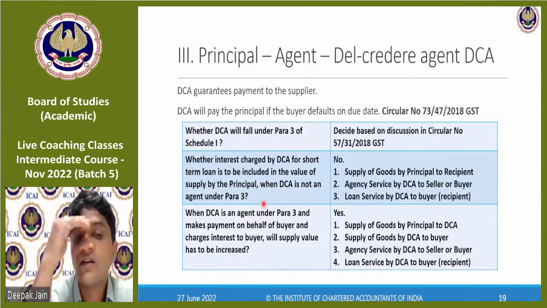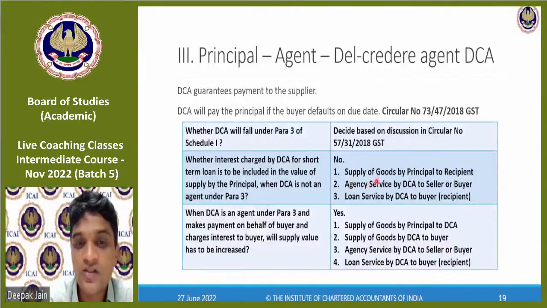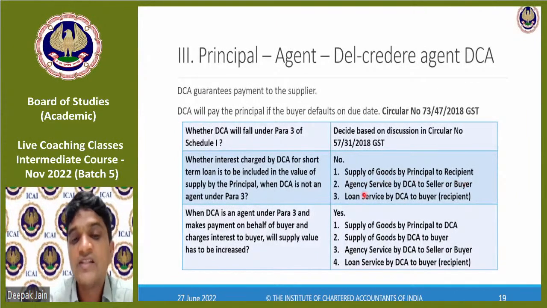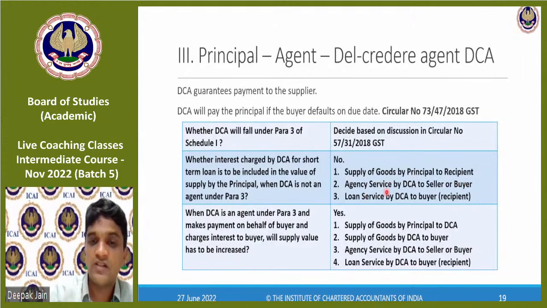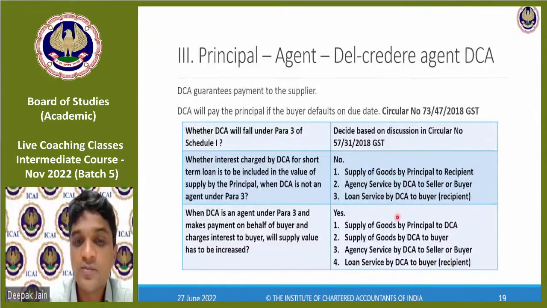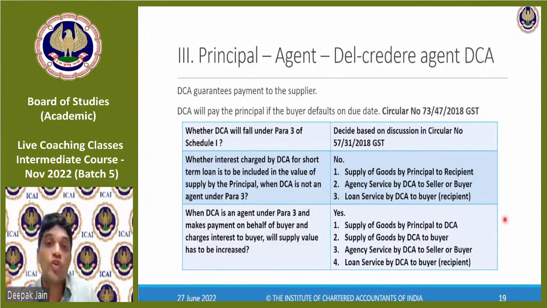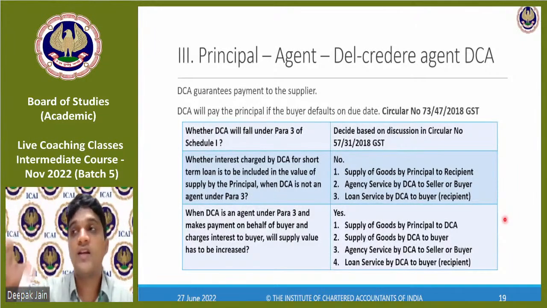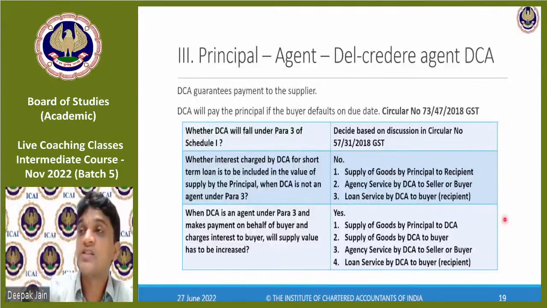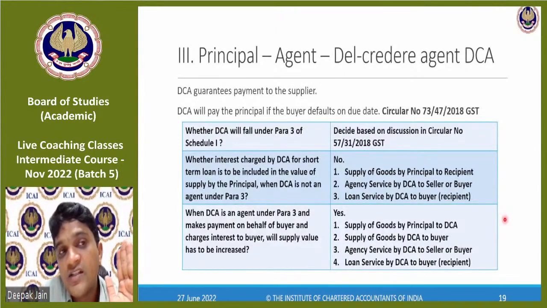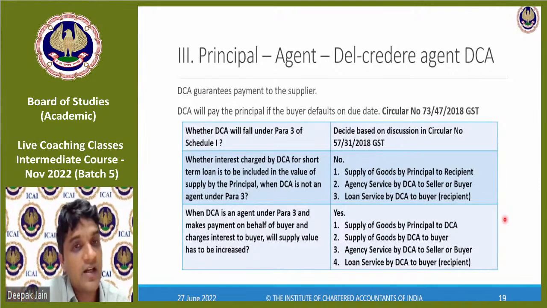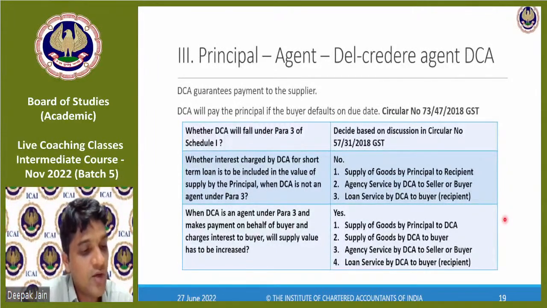So he's not an agent, then what happens? Then it need not be included because supply of goods by the principal to the recipient, agency services is by the del credere agent to the seller or buyer, and loan service is provided by the del credere agent to the buyer. So this should not be included in the value of the supply. Generally, if I'm supplying to anybody and I say I'll charge you interest, that has to be included in my supply. But in case of a del credere agent, I don't have to include it because the del credere agent is providing this loan service in his individual capacity, not on behalf of the principal.